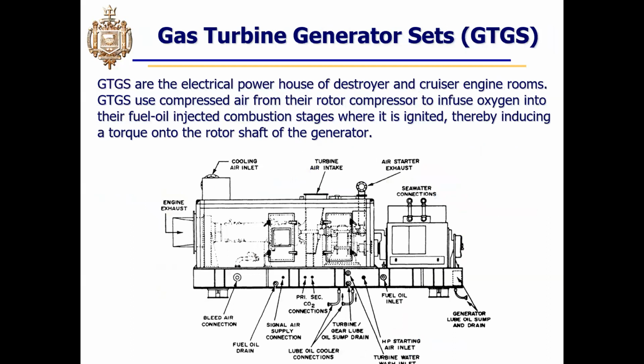Now, gas turbine plants use gas turbine generator sets, and gas turbine generator sets utilize compressed air on the rotor. The rotor has a compressor on it and an air intake. It compresses the air, and then it admits the fuel oil, which is ignited with spark plugs, which produces the explosion in the engine. The heat and pressure is what rotates the prime mover.